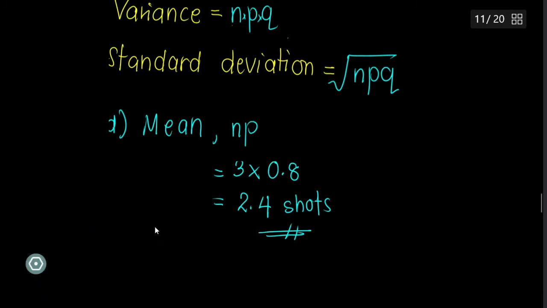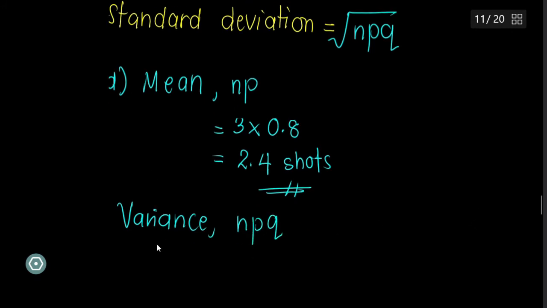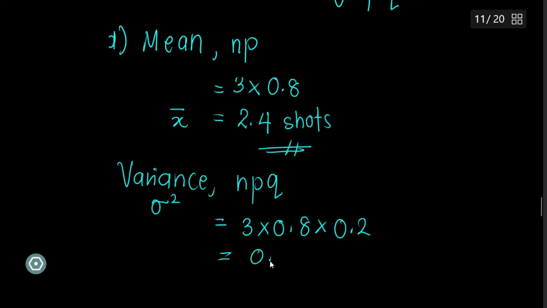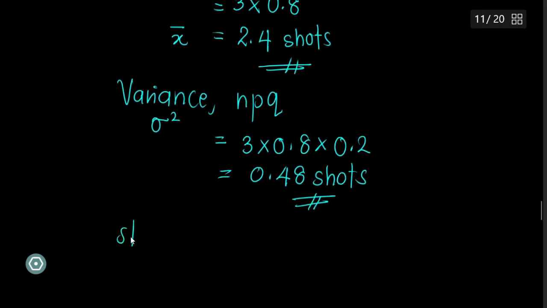Okay. Let's say finding variance. Variance is also easy, npq. Isn't it? Also for variance you use a symbol like this, and for mean you use a symbol like this. So for variance, n is 3, p is 0.8, q is 0.2. Calculate, you get 0.48 shots.